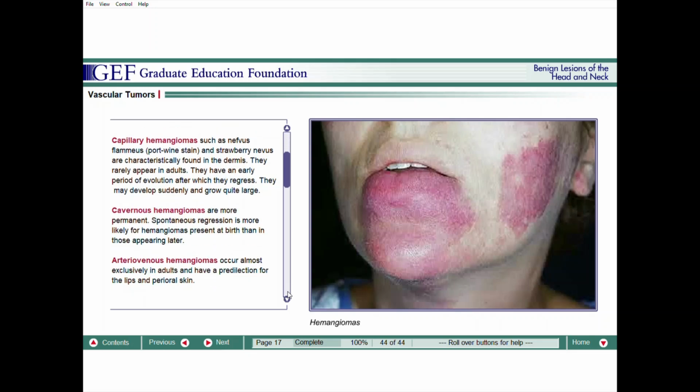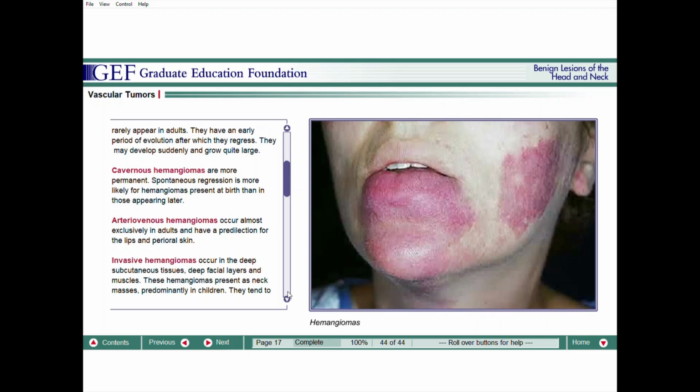Capillary hemangiomas such as nevus flammeus, port wine stain, and strawberry nevus are characteristically found in the dermis. They rarely appear in adults. They have an early period of evolution after which they regress. They may develop suddenly and grow quite large. Cavernous hemangiomas are more permanent. Spontaneous regression is more likely for hemangiomas present at birth than in those appearing later.